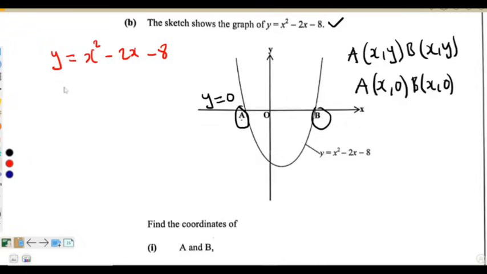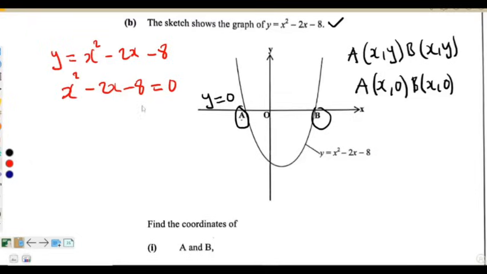So this is y is equal to 0. So we are going to have something like this, x squared minus 2x minus 8 is equal to 0. So now what you have is a quadratic equation. So you need to solve it by using different methods. We have graphical, we have factorization, we also have the formula method and completing the square. So we can use just the factorization method.